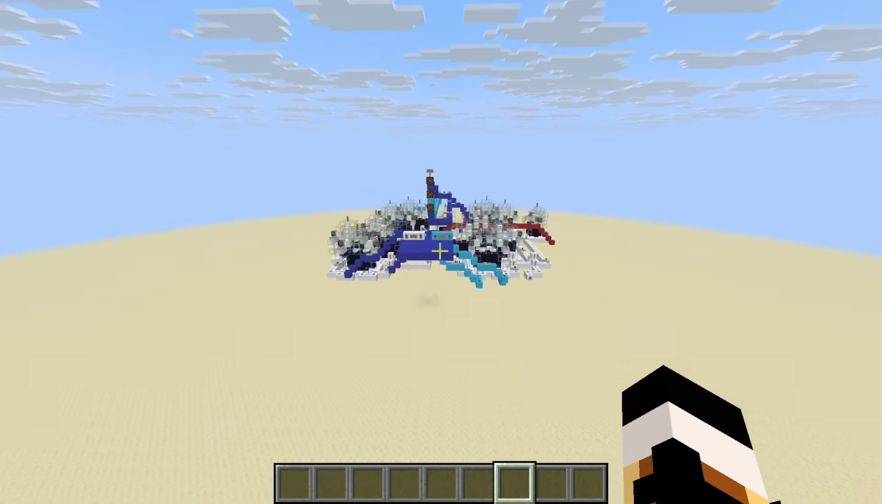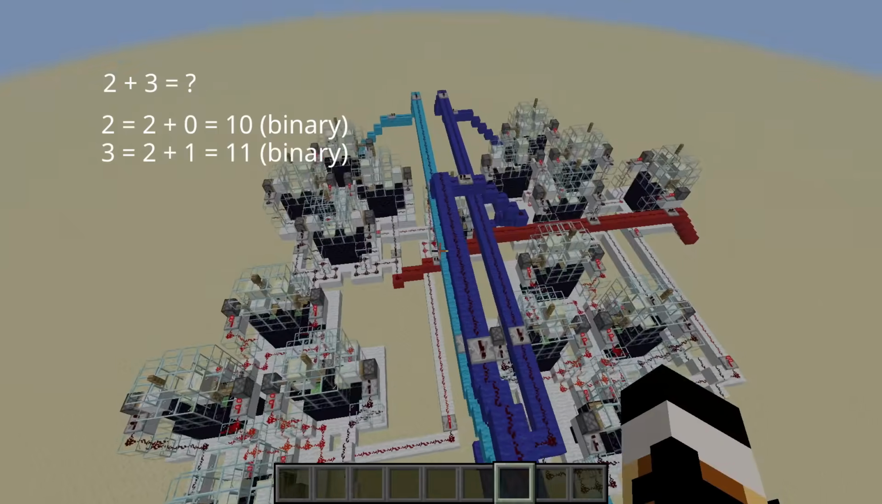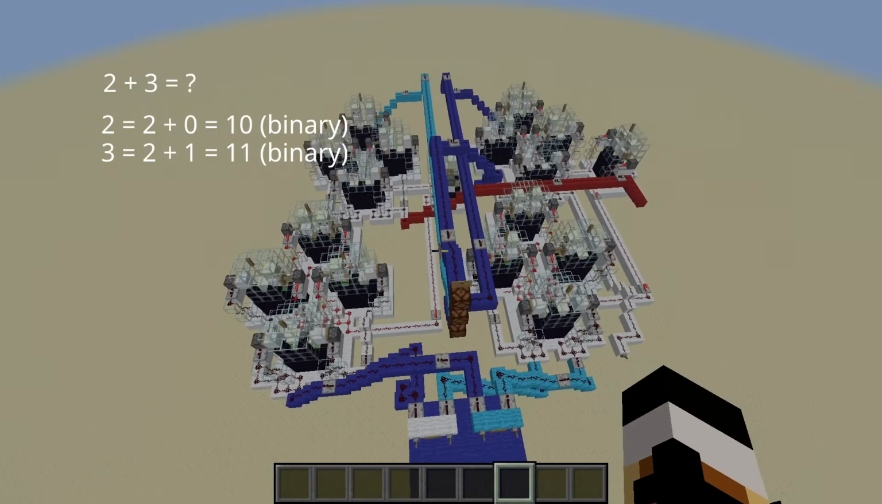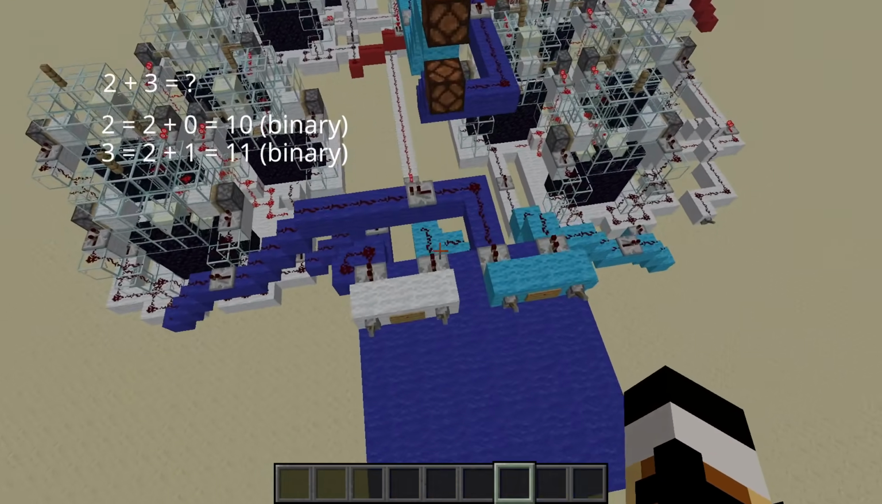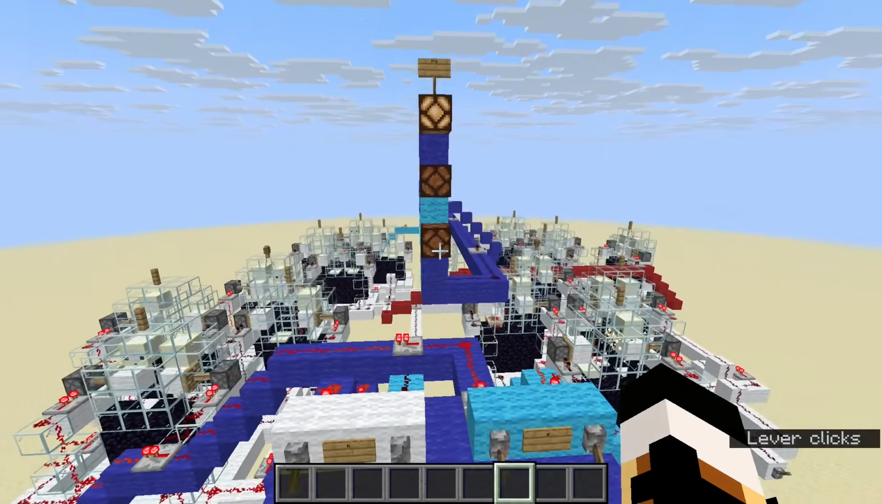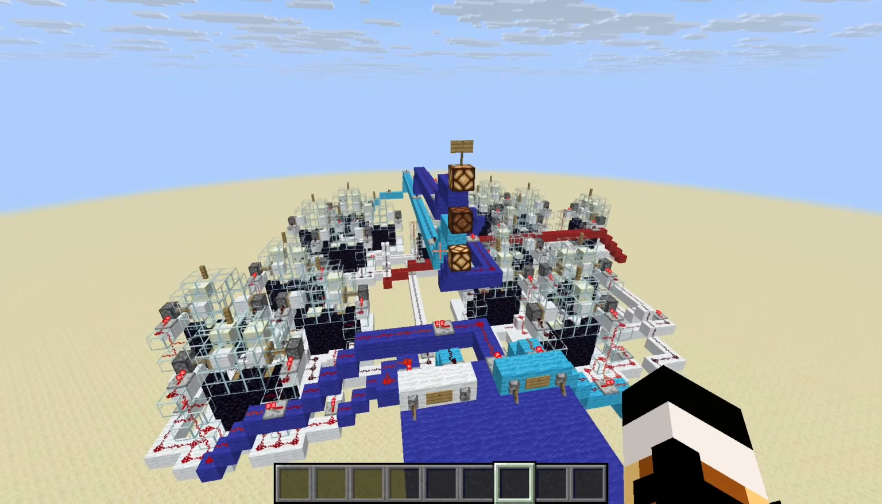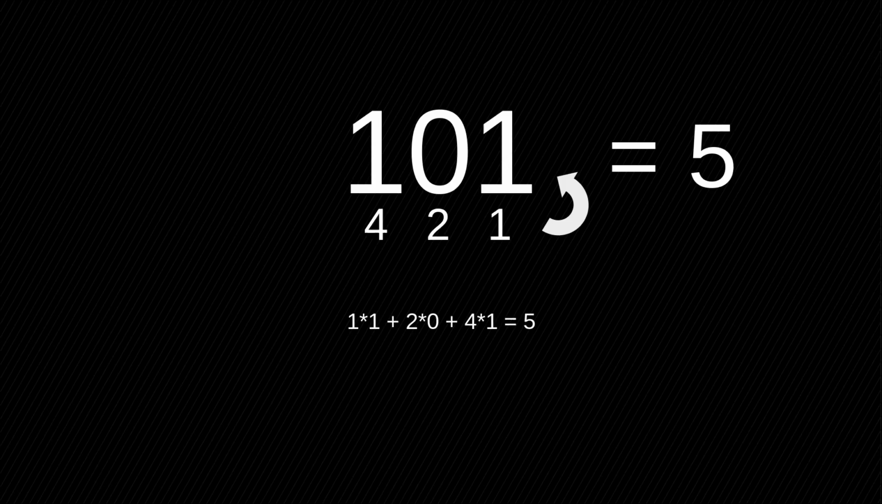Back to the sulfur cubes, let's do a test addition, 2 plus 3. 2 is 2 plus 0 meaning 10 in binary, and 3 is 2 plus 1 meaning 11 in binary. Inputting this into the machine, slowly, otherwise the sulfur cubes can get stuck in the logic gate breaking the circuit, we get 101 as the output. Decoding that, we have 1 times 1 plus 2 times 0 plus 4 times 1, which is in fact 5. With this, we have proven that sulfur cubes can in fact do math.